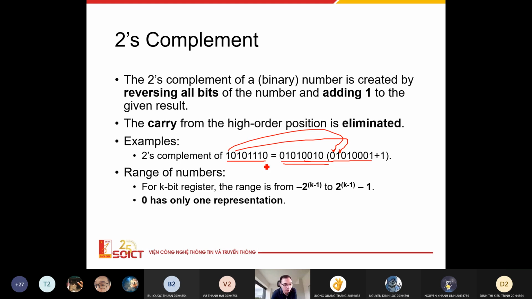For a k-bit number, the range is from minus 2 to the power of k minus 1 to 2 to the power of k minus 1 minus 1. And in the two's complement representation system, we have only one zero representation. So that is the main advantage of this representation system compared to the ones complement system.